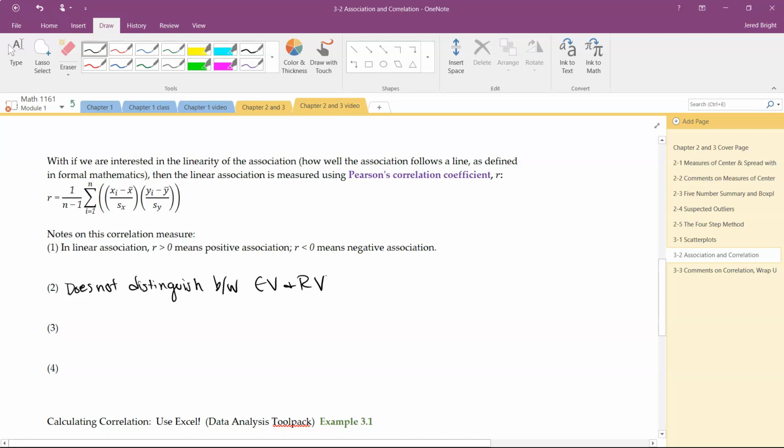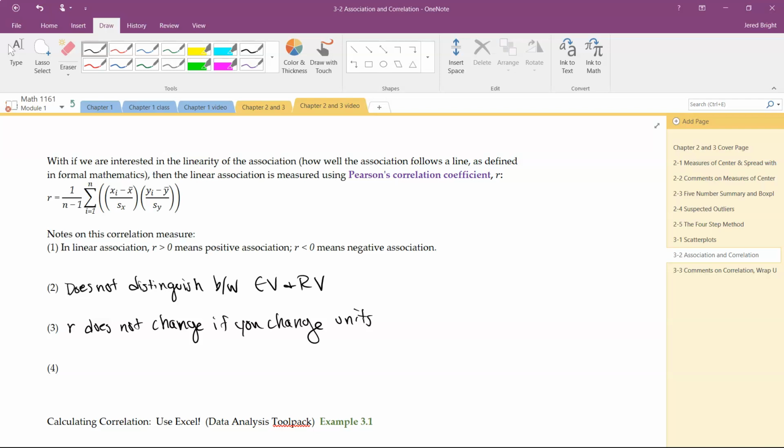Okay, and then the other thing is that R does not change if you change units. So for instance, let's say your horizontal axis is in feet, but you don't want it in feet, you want it in inches. Great, change the units. It's not going to change R. So just be aware of that.